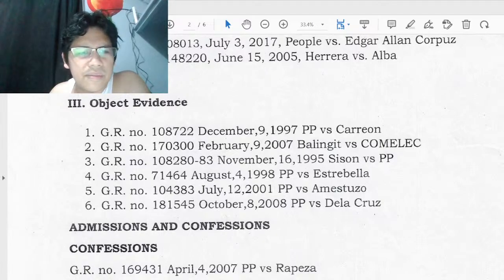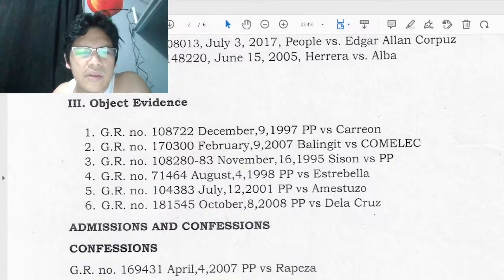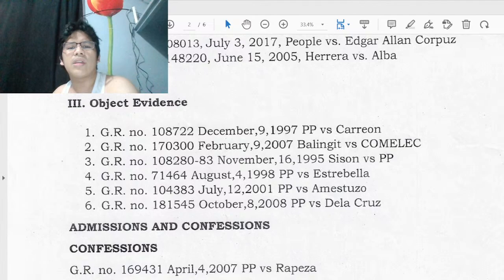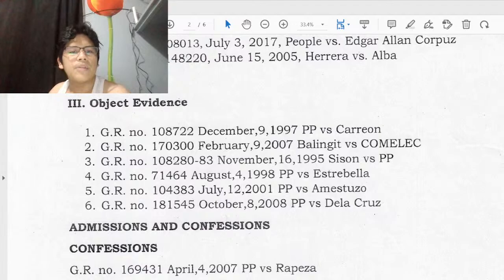Let's look at the original. Life in prison and a fine of 20,000. But such penalties are not favorable to the appellant. It's scary. Accessory penalties should not be given a retroactive effect because of this. The fine of 20,000 also cannot be increased, the penalty cannot be made heavier just because of a new law. Okay? So it's an old case.